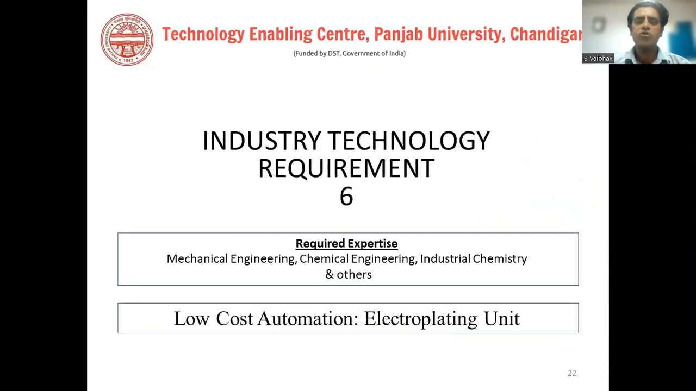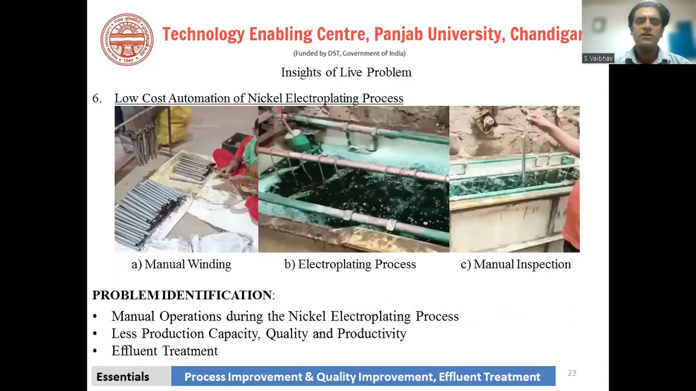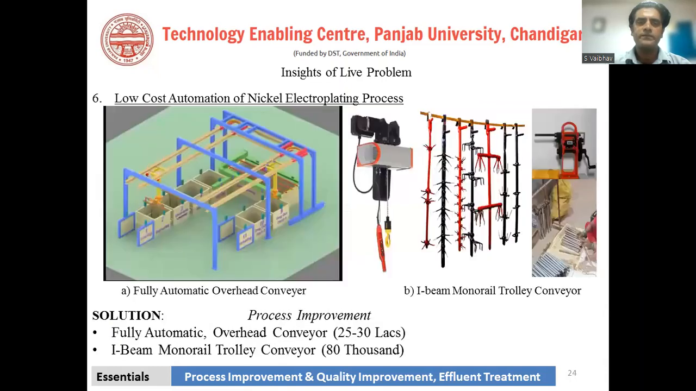The next industrial requirement is in terms of low-cost automation of an electroplating unit. So we had visited a small-scale industry for electroplating that uses manual winding of the part. Then the electroplating process is in progress, and manual inspection was there. So it leads to less production capacity, quality, and productivity. And effluent treatment is another essential for this industry.